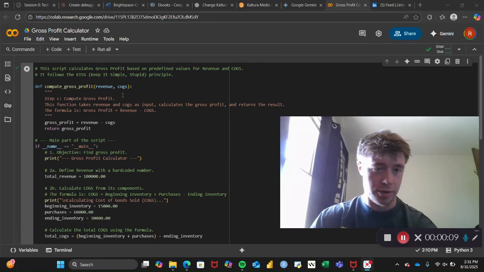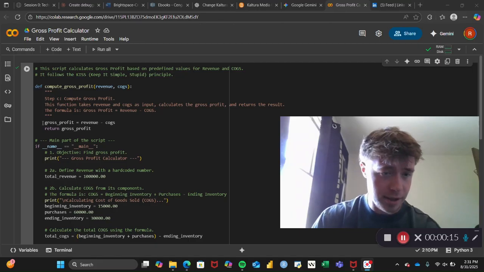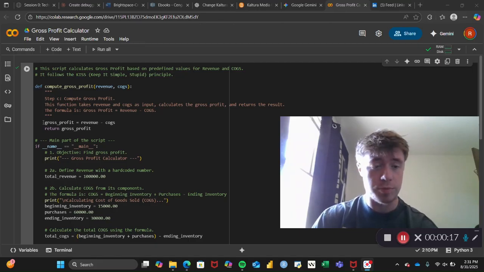So right here is our script for our code explaining to us what gross profit is. The first thing we're going to look at here is the equation for gross profit. Gross profit is equal to revenue minus COGS for short, which means cost of goods sold.